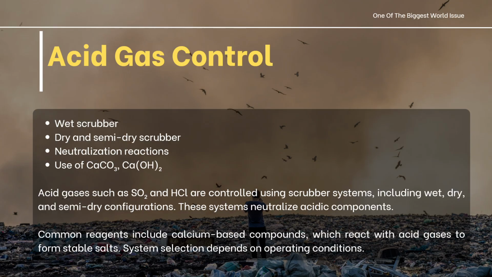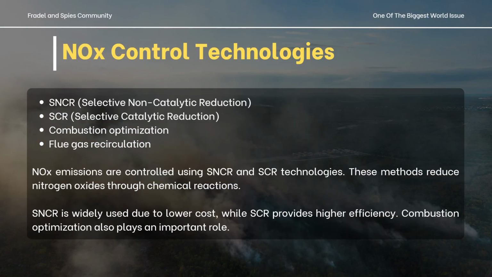Next is the acid gas control, including wet scrubber, dry and semi-dry scrubber, neutralization reaction, and use of CaCO3 and Ca(OH)2. The acid gases such as SO2 and HCl are controlled using scrubber systems, including wet, dry, and semi-dry configurations. The system neutralizes the acidic components. The common reagents include calcium-based compounds, which react with the acid gas to form stable salt. System selection depends on the operating conditions.